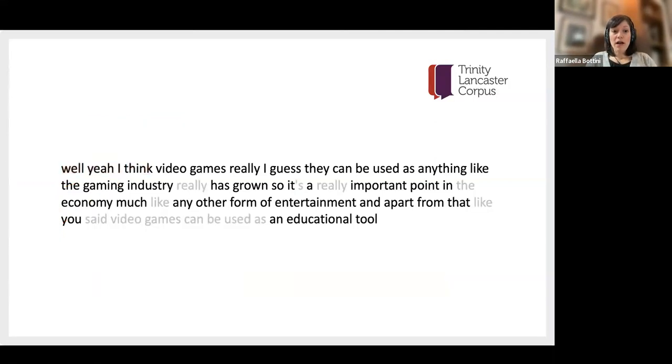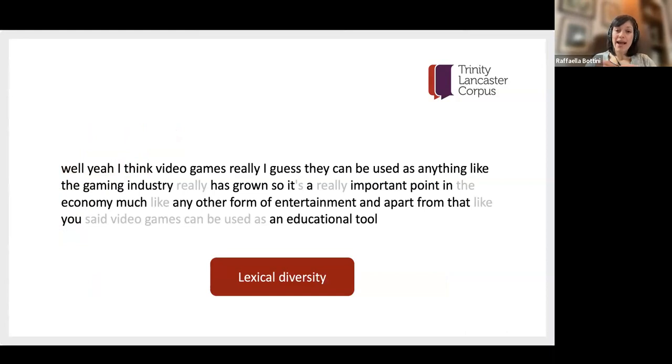We can also analyze these texts looking at repetitions. In this case, I've grayed out all the repetitions, and we can focus on the unique words instead, which are in black. Doing this, we can measure the lexical diversity of the text. In this way, we get a score, and the higher the score of lexical diversity, the more diverse the vocabulary is. So fewer repetitions, basically.